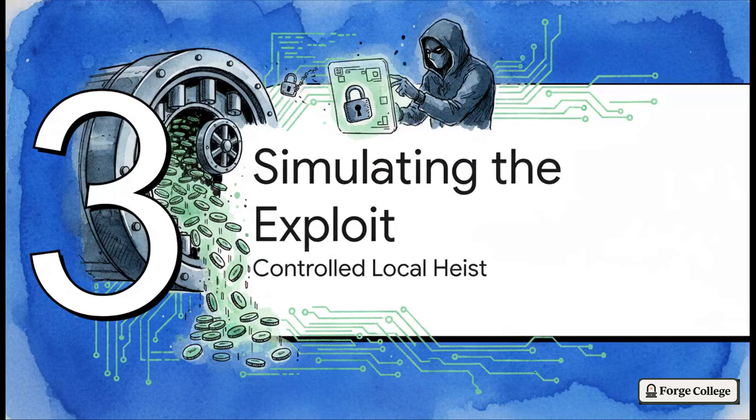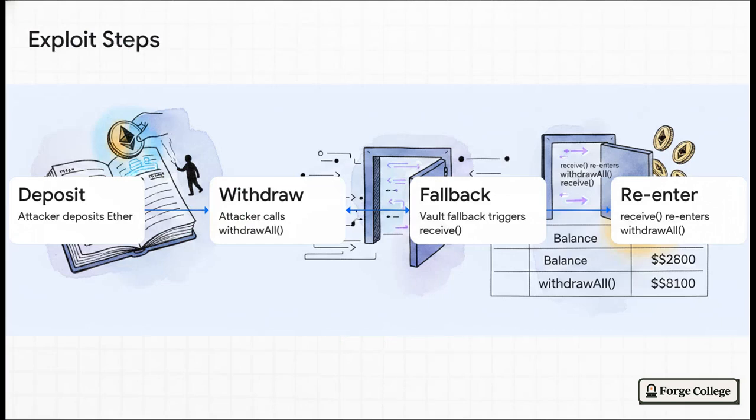Yikes, right? Which brings us to Section 3, Simulating the Vault Exploit, a Controlled Local Heist. Now, take a deep breath. I promise we are doing this safely by breaking a vulnerable vault locally, okay? Not on mainnet. So, this attack follows a very precise sequence. Step 1, the attacker deposits a tiny amount of Ether just to get their name on the ledger. Step 2, the attacker calls the vault's withdrawal function.